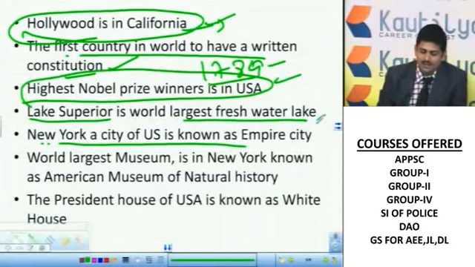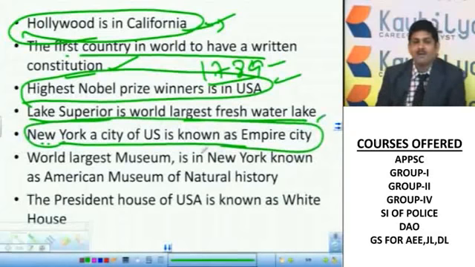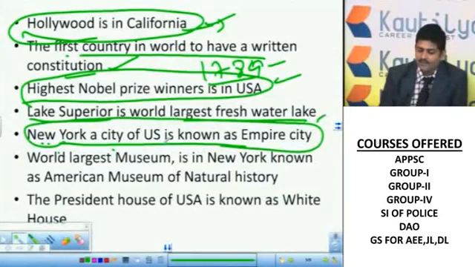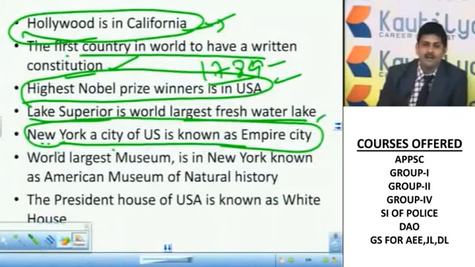Next, New York City in the US is known as Empire City. Not only is it a very popular city in the USA, but remember, the capital of USA is Washington, not New York. New York is known as Empire City, and you can see many United Nations organization headquarters are in New York only.